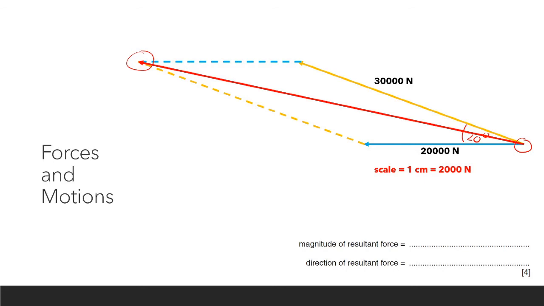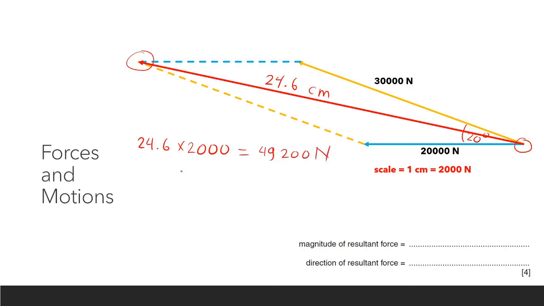The next step, measure the length of the red line. From the drawing, I get the length of the red line as 24.6 centimeter. Now 24.6 is not the magnitude of the resultant force. To get the magnitude of the resultant force, we have to multiply the 24.6 by 2000, which is equal to 49,200 Newton.